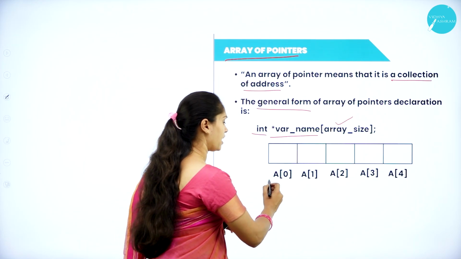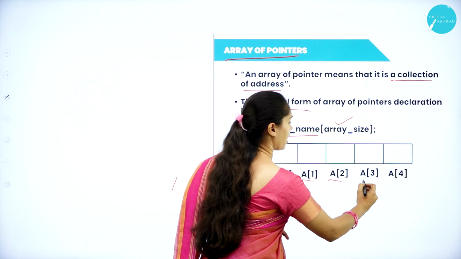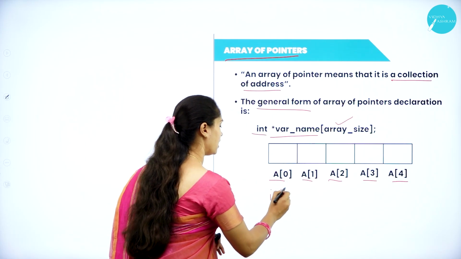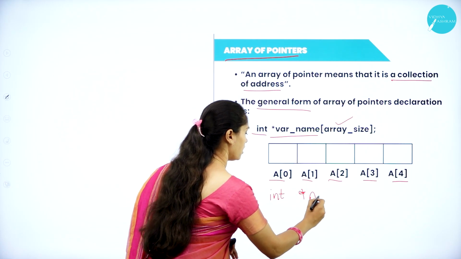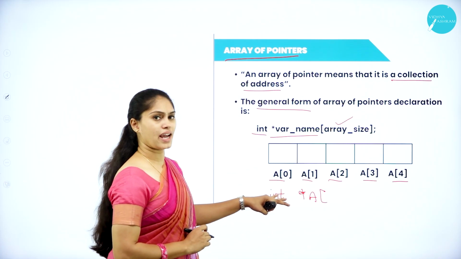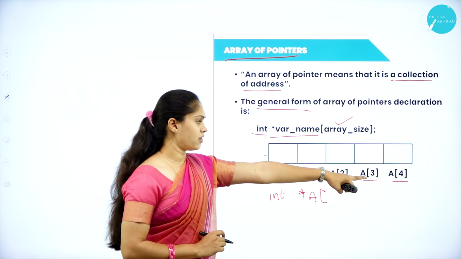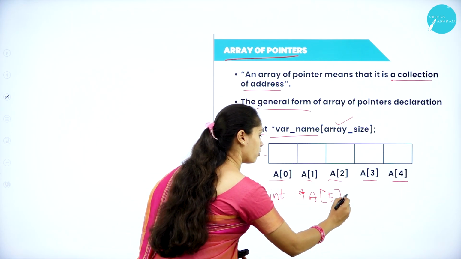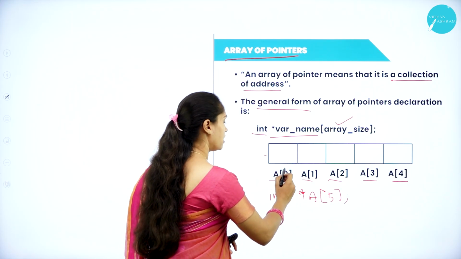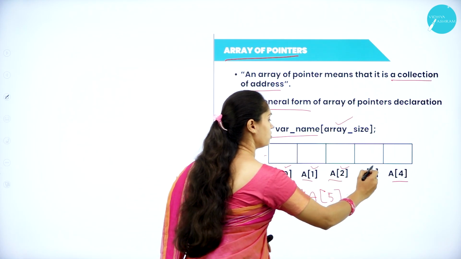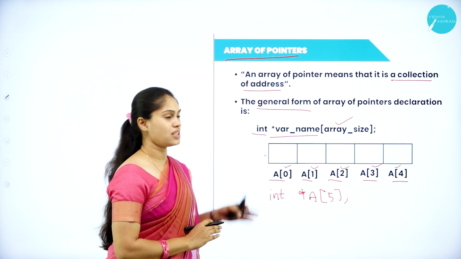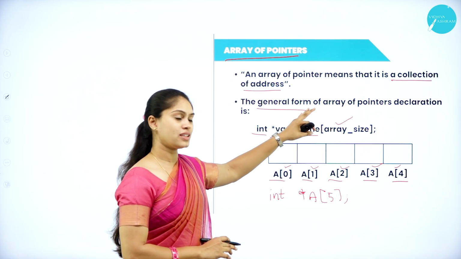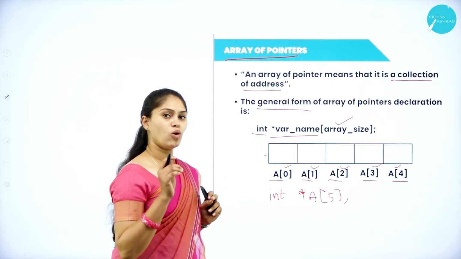For example, here A of 0, A of 1, A of 2, A of 3 and A of 4. To take this, I need to specify int star A. What is the array size here? That is 5, because index starts from 0 and the last index is A of 4. So I must take this as A of 5, which gives me A of 0, 1, 2, 3 and 4. This is nothing but an array of pointers.